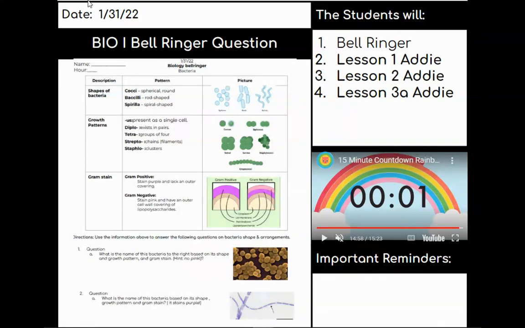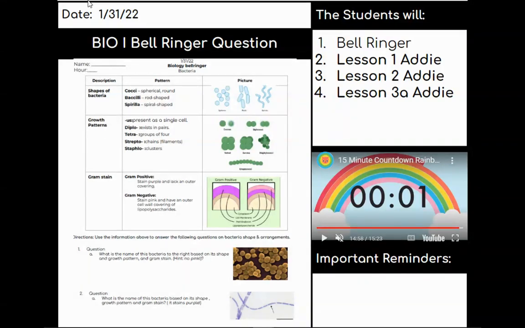All right, so the directions ask you to look at these 2 images, and then based on the information provided for you of the shape of bacteria and the growth patterns, what do you think the names of that bacteria would be, just based on that information? So for number 1, looking at this type of bacteria, what's the growth pattern of that first type of bacteria? Staphylo. Perfect. So it is clusters.